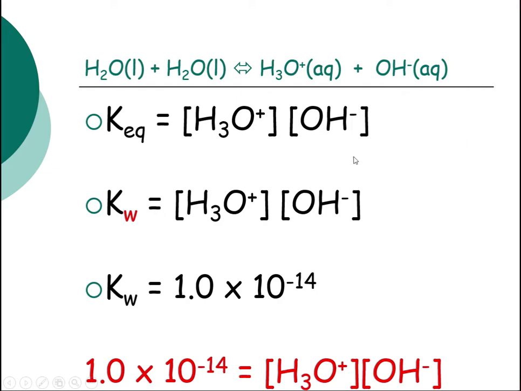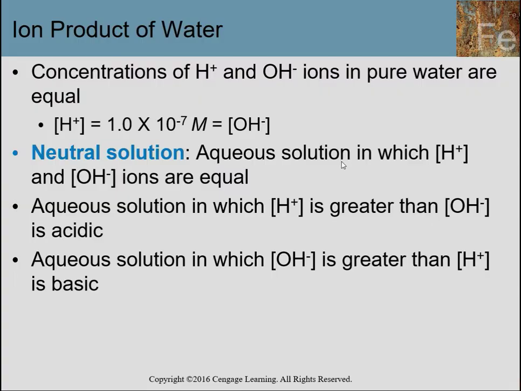So we have this new equation: hydronium times hydroxide equals 1.0 times 10 to the negative 14th. That is the ion product of water. Now, if we do a little bit of math, we realize that in pure water, if hydronium and hydroxide are the same, then the concentration of each is going to be 1.0 times 10 to the negative 7th. That's a really tiny amount.